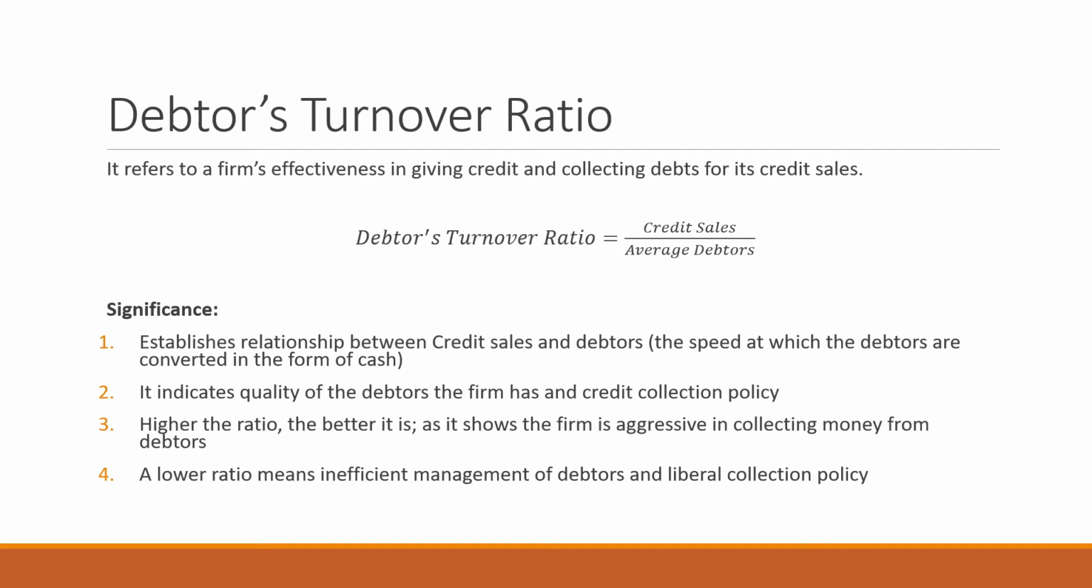It indicates the quality of debtors the firm has and the credit collection policy it follows. Higher the ratio, the better it is for the firm because it shows the firm is aggressive in collecting money from the debtors and maintaining a healthy working capital balance. A lower ratio means inefficient management of debtors and a liberal collection policy, which might lead to bad debts on the company's balance sheet.